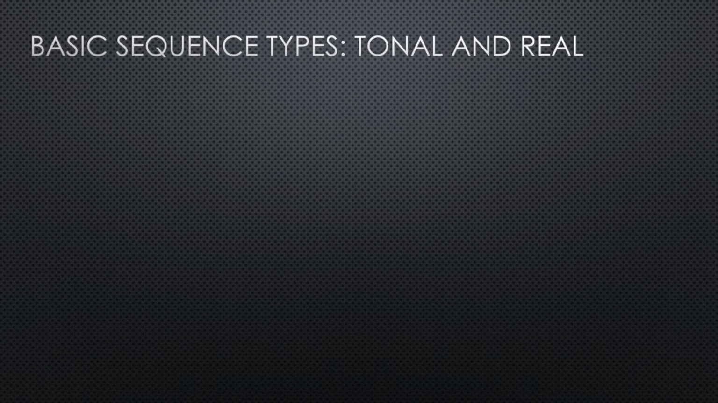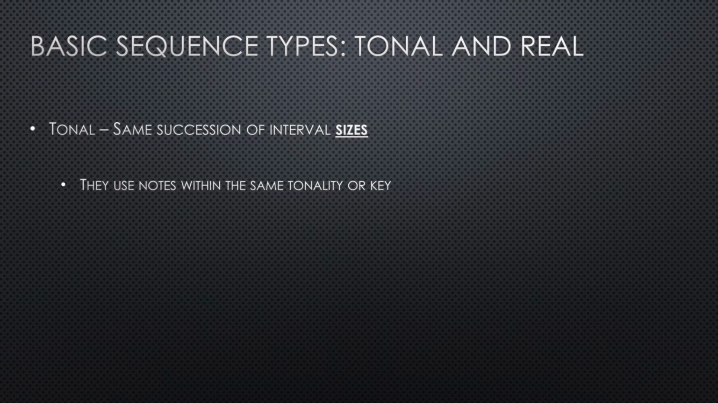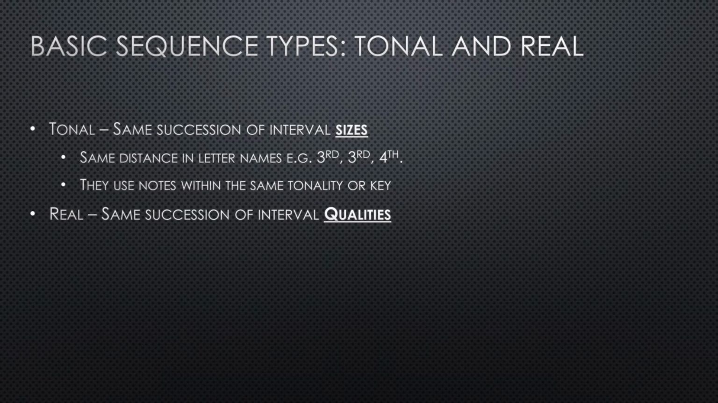So what we just looked at was called a real sequence, but there's both tonal and real. Tonal sequences have the same succession of interval sizes, but it's not exact necessarily. They might not have the exact same half-step relationship, or they might not have the same succession of interval qualities. They use notes that are found in the key. The ones that we just looked at, real, they have the same succession of exact qualities, exact same amount of half steps in each interval.